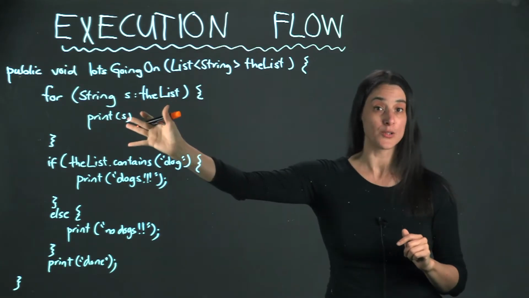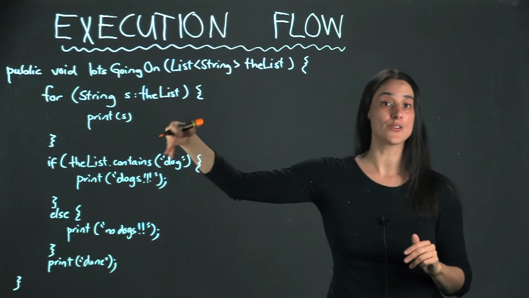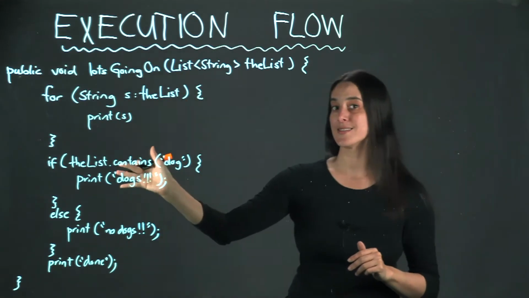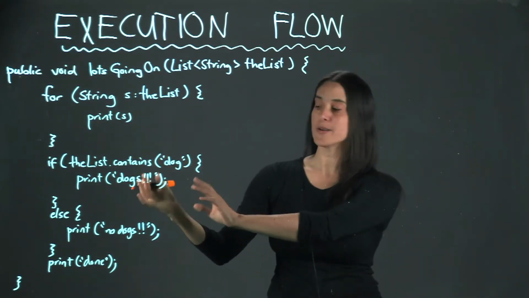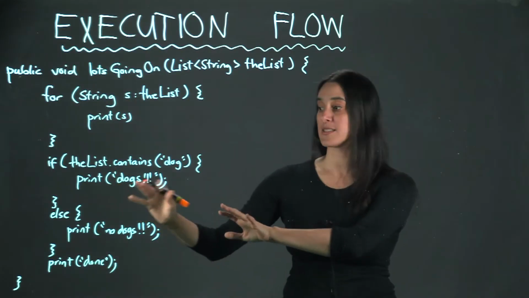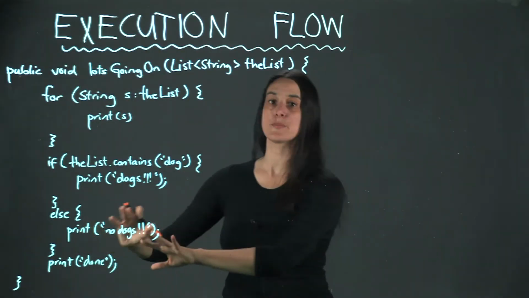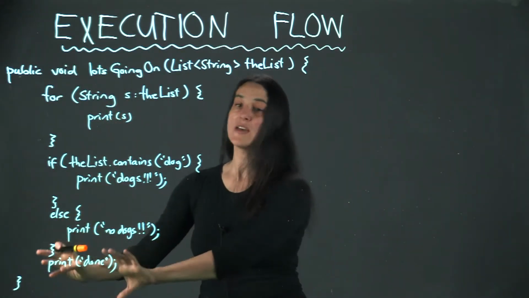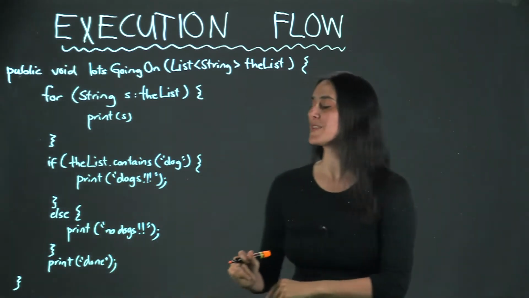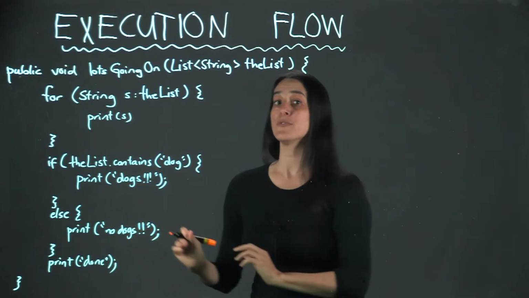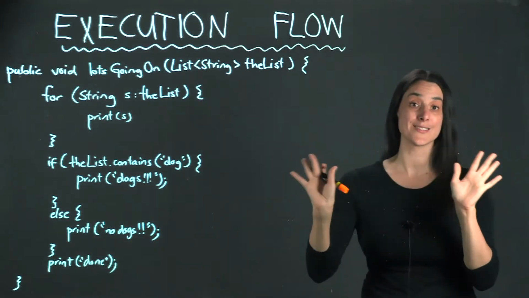First it runs a for loop, just printing out all the strings in a list. Then it checks inside the list if list.contains dog. Then it prints out dogs. If the list doesn't contain dogs, it prints out no dogs. And then, of course, it prints out done. Well, not of course. I mean, not every method has a print done at the end, obviously. So this is kind of the flow. Let's draw this whole thing out.